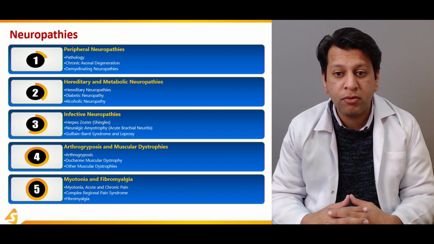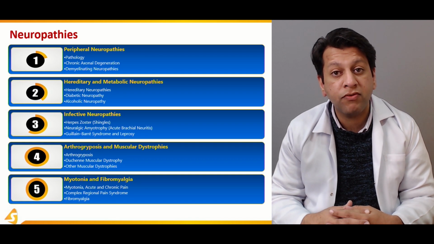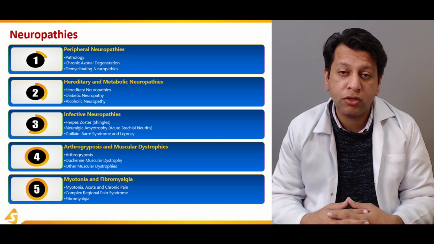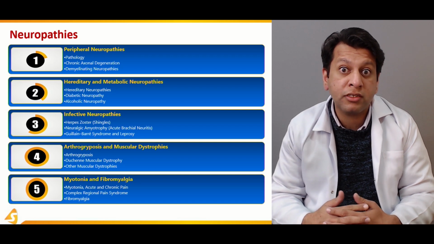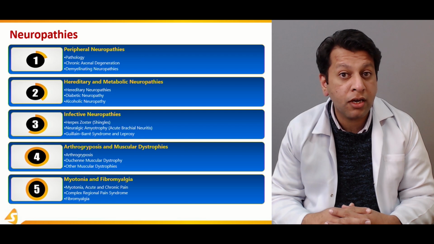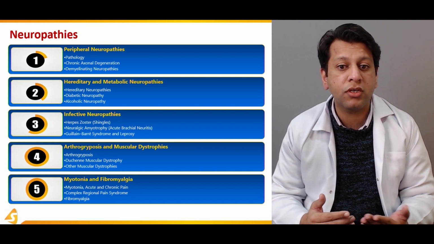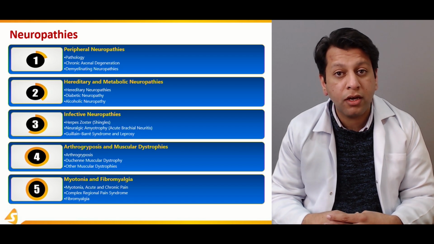Then, in the next section, we'll go through the hereditary and metabolic neuropathies. For example, the most common congenital neuropathy is Charcot-Marie-Tooth disease, also called hereditary motor and sensory neuropathy. We'll briefly go through that, and the neuropathies associated with metabolic disease.